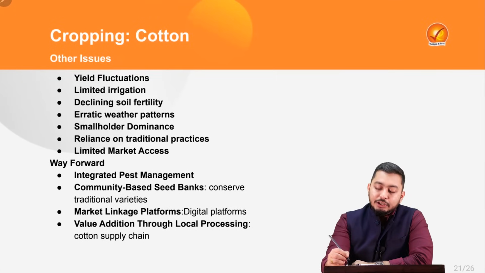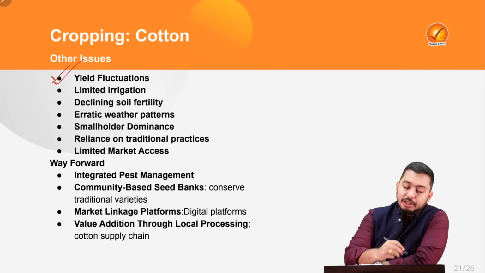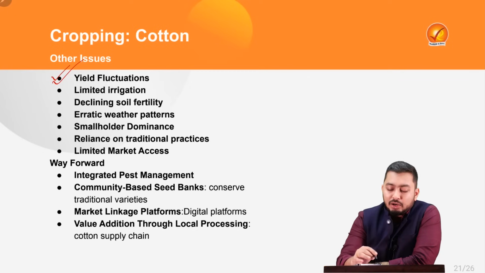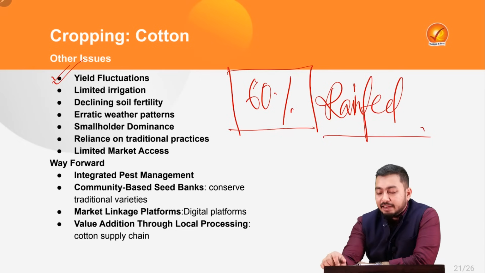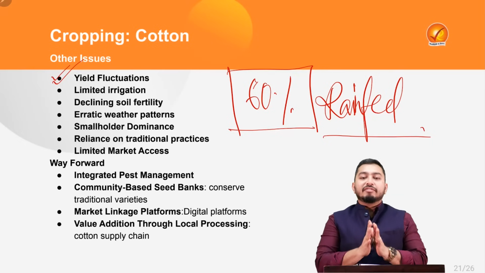Now, what are the other issues that pertain with cotton? So you have yield fluctuations. Why yield fluctuations? Because see, 60% is rain fed. And rain-fed means that I am dependent on the vagaries of nature.